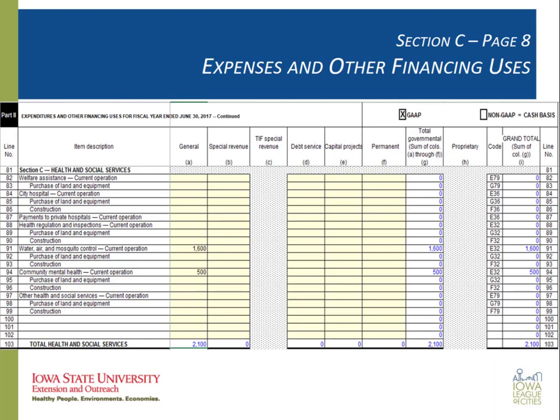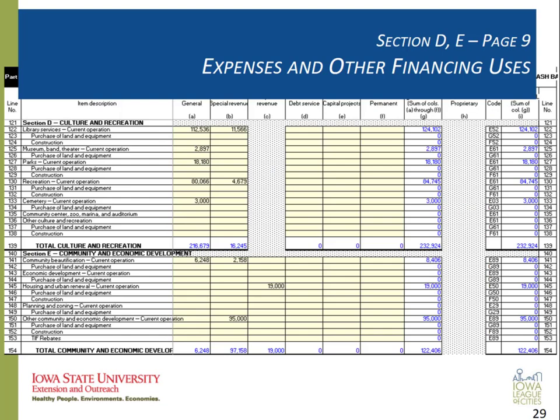You may also have expenditures for health or social services, mental health, city hospital, or welfare assistance. Like all of the other pages, line 103 will show a total for all of your expenses in the health and social services category. That line will transfer to page 1 on your summary page and show all of your expenditures for this category. Moving on to page 9, sections D and E, culture and recreation, and community and economic development.